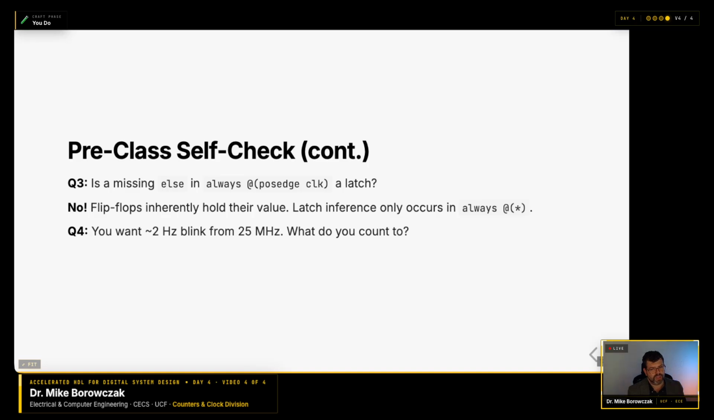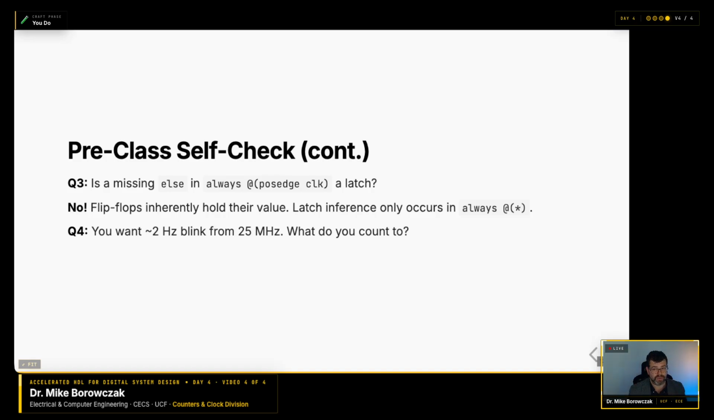So first answer, no. A flip-flop already holds its value, so it's not going to create a latch. That only happens if you're talking about an always block with wildcard sensitivity, where you're building combinational logic. If you don't cover your branches in that space, then you will get a latch. But when we're talking about sequential logic, there's already this idea of holding on to your value. A flip-flop will hold on to its value. There's not a latch that's produced in addition.